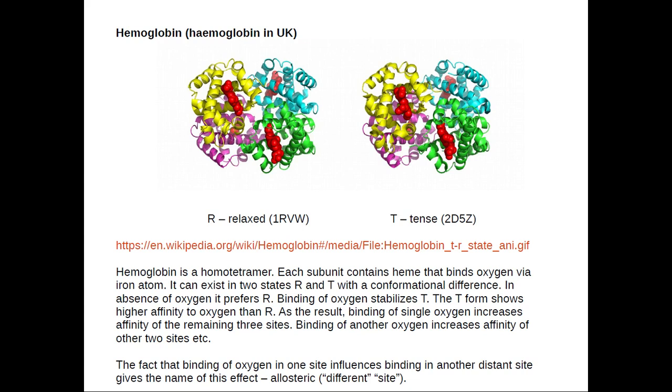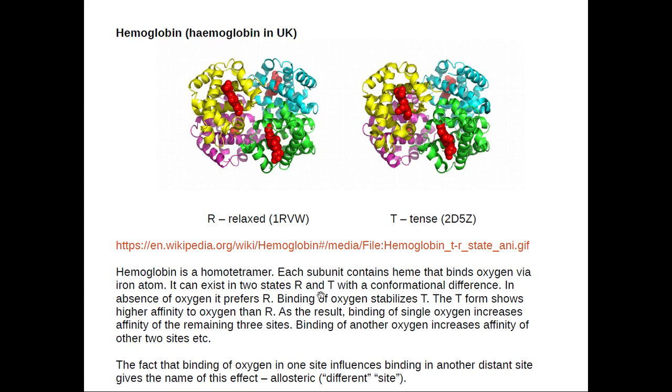And it can exist as a tetramer in 2 different states, R and T, which you can see in the picture. And in the absence of oxygen, I'm afraid this is swapped. Yeah, this should be the other way around. I will check it to be on the safe side. In the absence of oxygen, it prefers the tense state, and if it binds oxygen, it prefers the relaxed state.